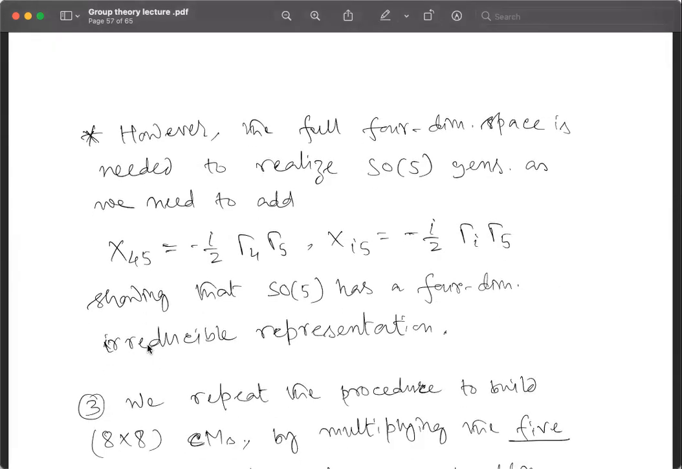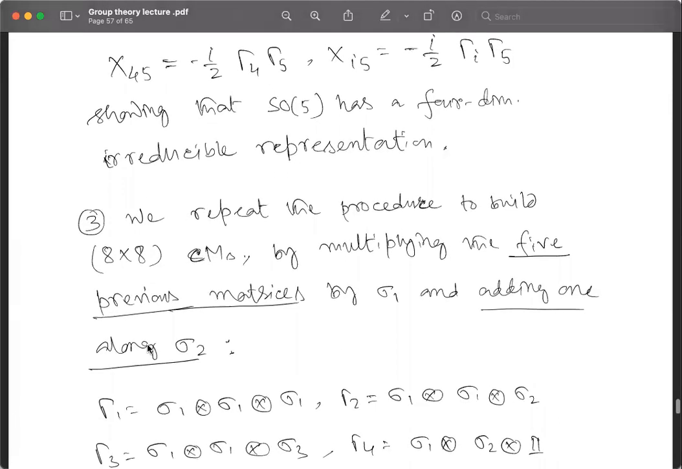However, the full 4-dimensional space is needed to realize the SO(5) generators, because we have SO(5), so we have these extra generators in the form of S_45 = -(i/2) γ_4 γ_5, and X_i5 = -(i/2) γ_i γ_5, showing that SO(5) has a 4-dimensional irreducible representation. Unlike SO(4), it cannot be split into two-dimensional representations.